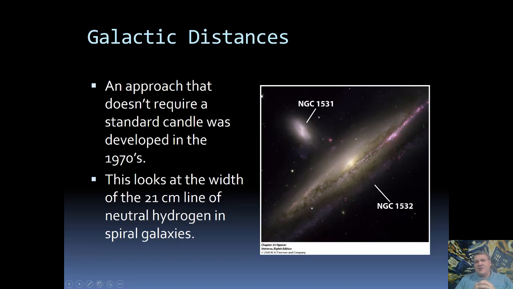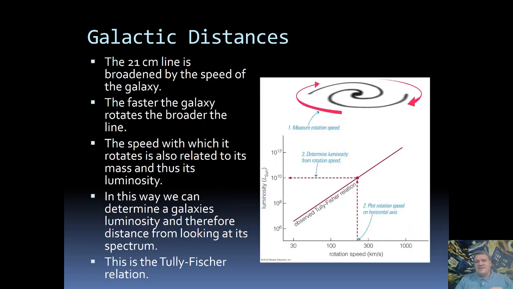So the 21 centimeter line is given off by the interstellar medium. The idea is that these spiral galaxies will be rotating. And because they're rotating, we're going to get a red shift and a blue shift for this 21 centimeter line. Now, the faster that the galaxy rotates, the wider that spread becomes. Okay, the bigger difference between the red and blue shift. So what we do is we look at the width of the 21 centimeter line. That is then related to how fast the galaxy is rotating.